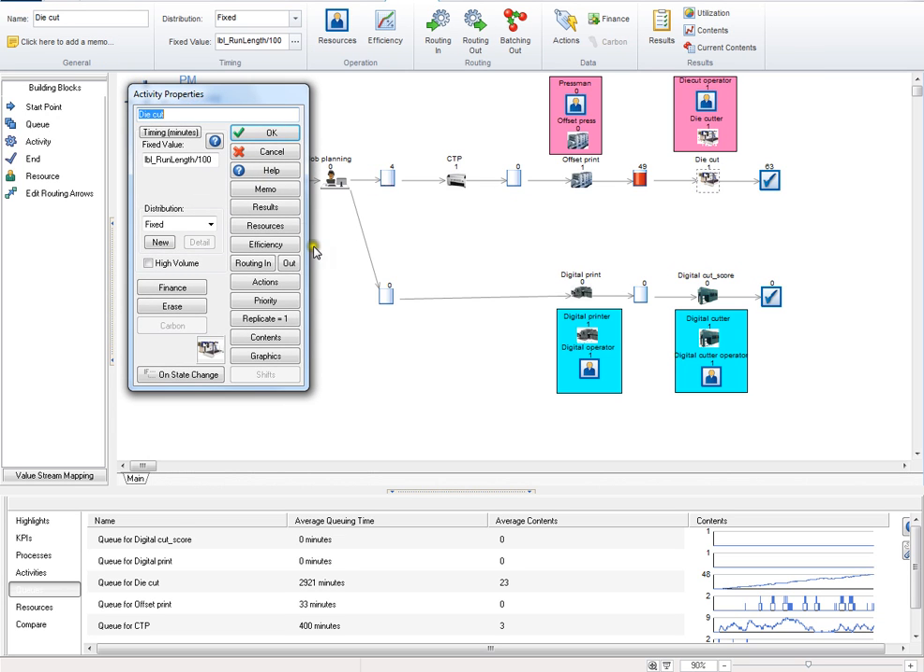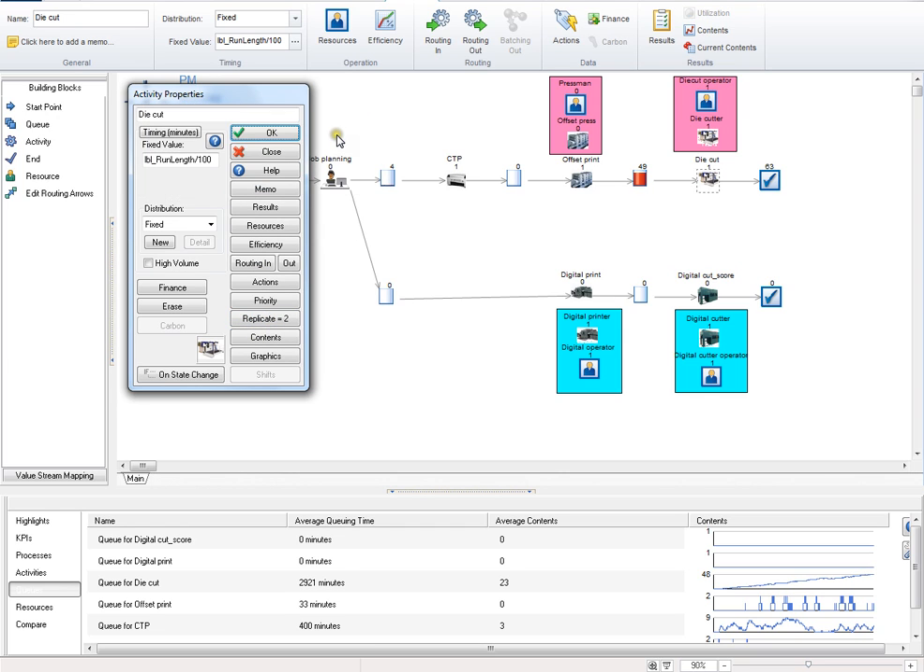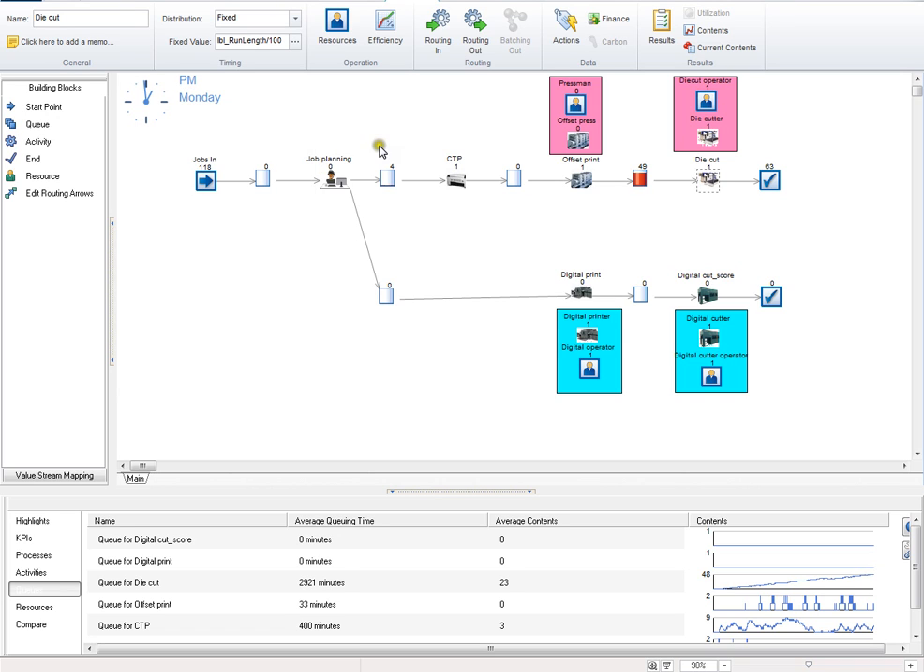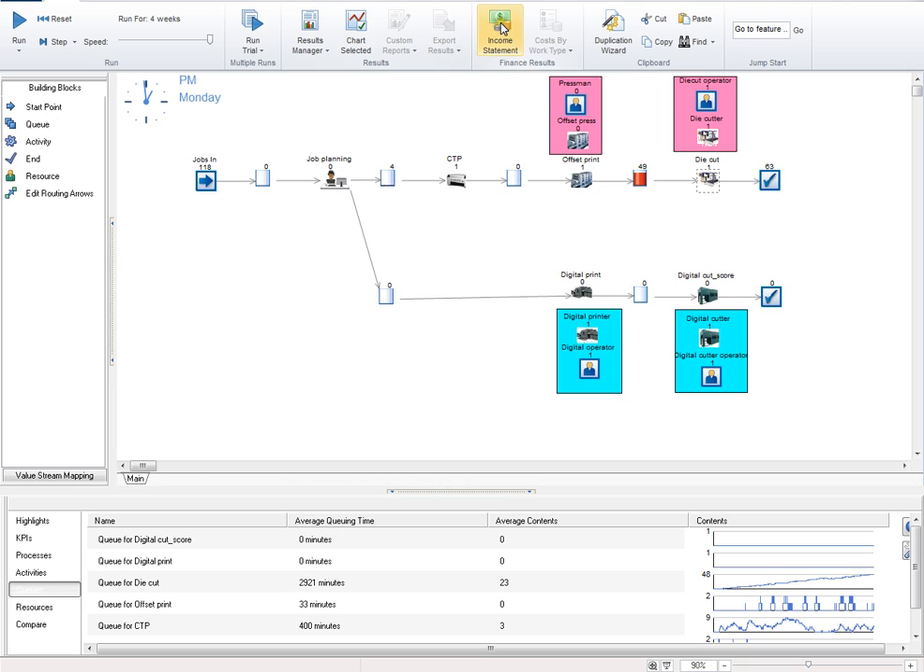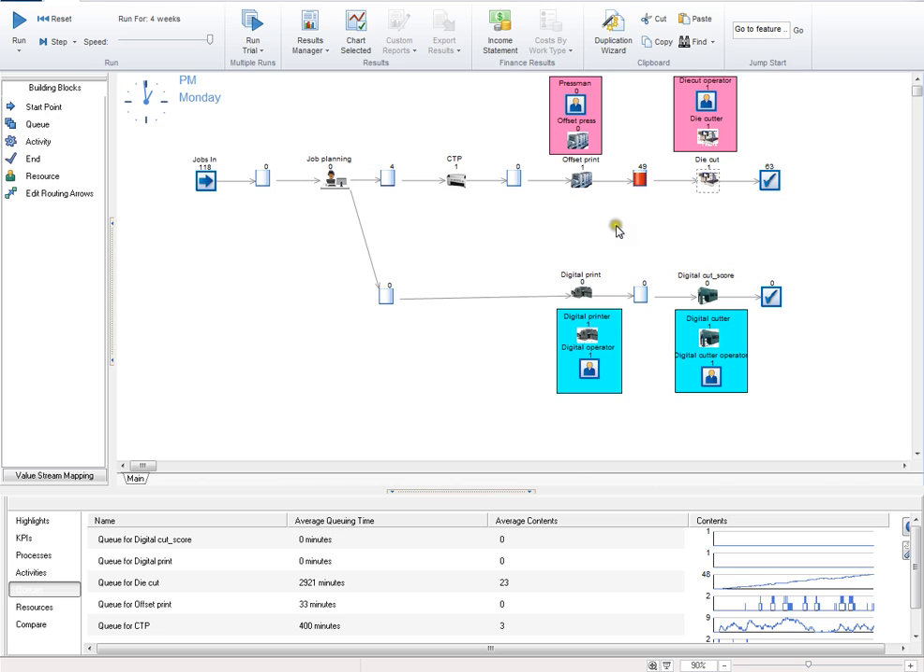We have 2 die cutters available actually, but only one currently being used, so let me replicate this and make it 2 activities. Say OK. But before we do that, let's just look at the profit and loss here. This thing generates an income statement, and we can see that we've got costs and revenues like this with a net profit of a little over $500,000 based on the current assumptions, but presumably we've got some unhappy customers because of the time the jobs are spending in the system.